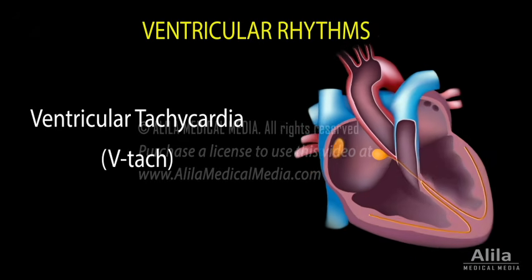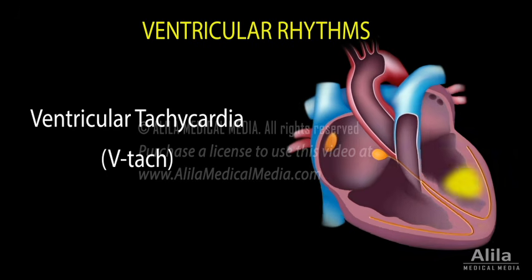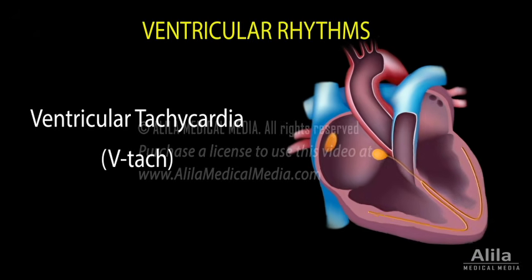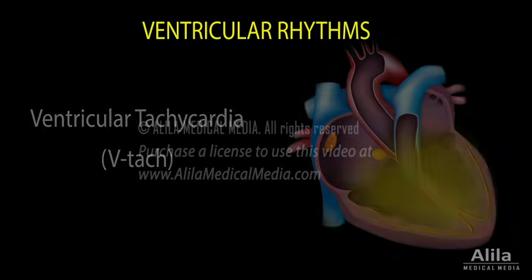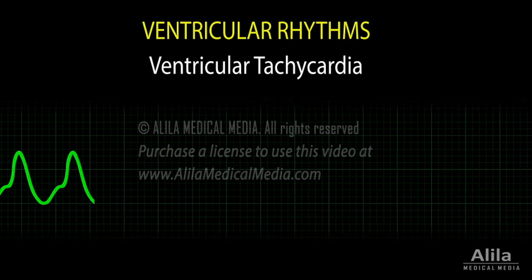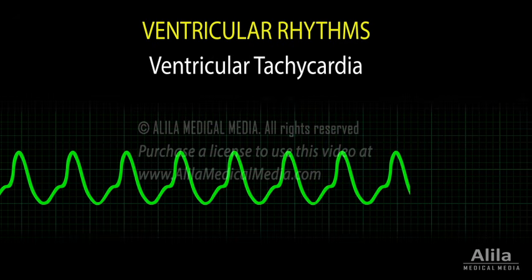Impulses starting in the ventricles produce ventricular premature beats that are regular and fast, ranging from 100 to 250 beats per minute. On an ECG, V-tach is characterized by wide and unusual shaped QRS complexes. P-wave is absent. A V-tach that lasts for more than 30 seconds requires immediate treatment to prevent cardiac arrest.